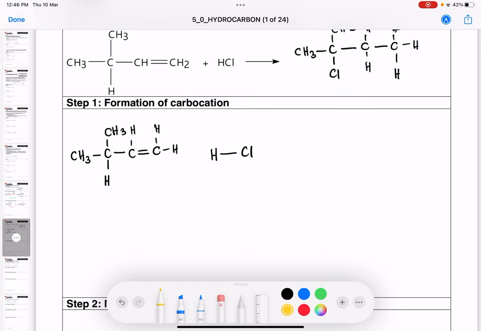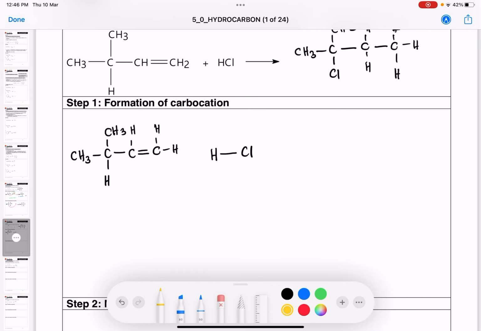Since H is added here, you have to determine at which side it will go. Is it C1 or C2? As we know, according to Markovnikov's rule, H will go to the carbon with more H, and therefore hydrogen will go here.